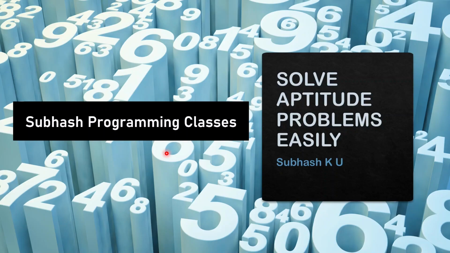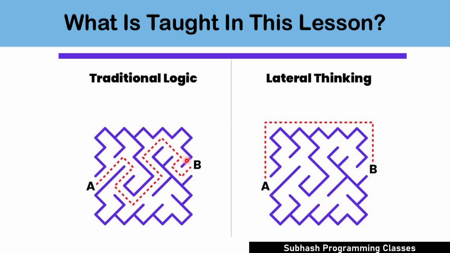Hello all, welcome to the second lesson of this course called Solve Aptitude Problems Easily. In this lesson, I am going to introduce you to two different methods of solving a given problem. One is the conventional way of solving problems and the other is the unconventional way of solving problems. You will realize how using unconventional methods of solving mathematical problems will help you solve problems quickly.